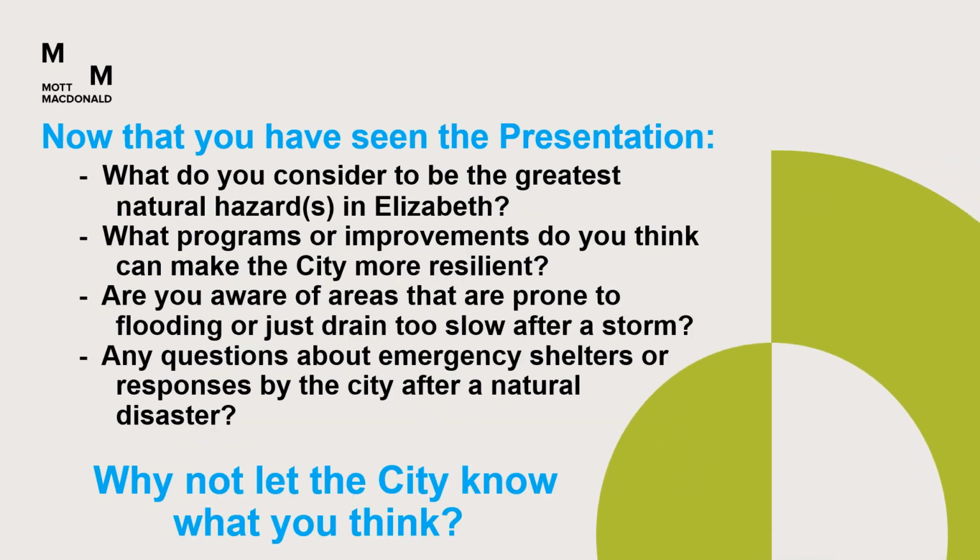Now that you have seen the presentation, what do you consider to be the greatest natural hazard or hazards in the city of Elizabeth? What programs or improvements do you think can make the city more resilient? Are you aware of areas that are prone to flooding or just drain too slow after a storm? Any questions about emergency shelters or responses by the city after a natural disaster? Why not let the city know what you think?